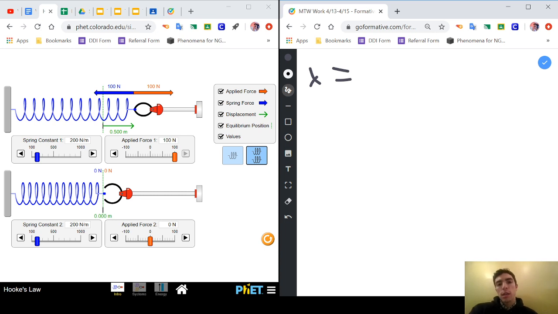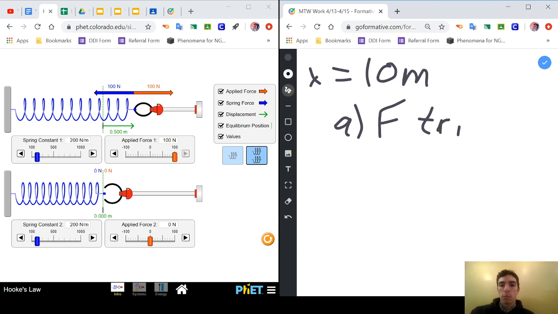So let's say that your initial displacement is 10 meters. Let's solve a first problem, part A, where we're being told that, let's say, the force is tripled. And if you wanted, you could actually use the video from yesterday that I put together to answer this question, but let's actually just use this simulation again, because there's a more general way that you could also think about these.